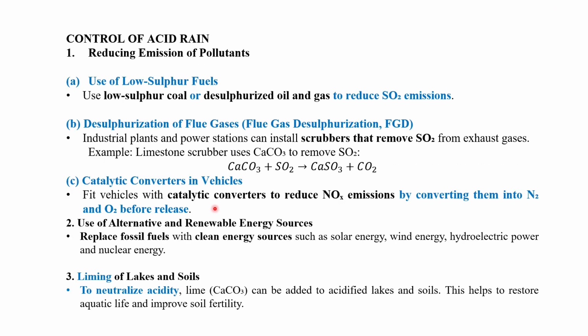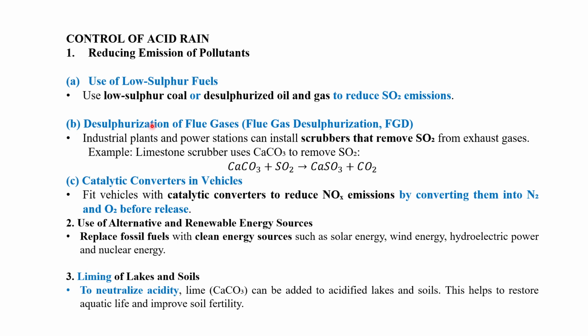How can we control acid rain? First, we can see reducing emission of pollutants. Use of low sulfur fuels: use of low sulfur coal or desulfurized oil and gas to reduce SO₂ emissions. So this can be carried out. Low sulfur fuels we can use so that emission of SO₂ will be reduced.